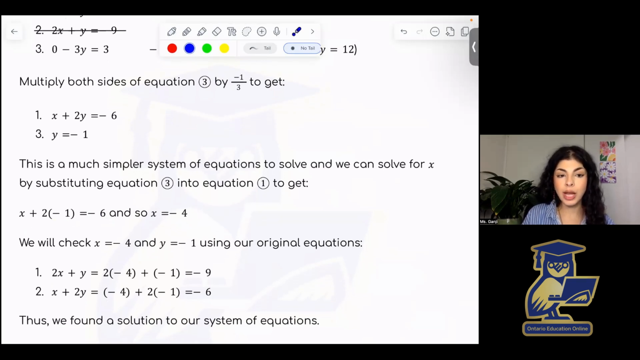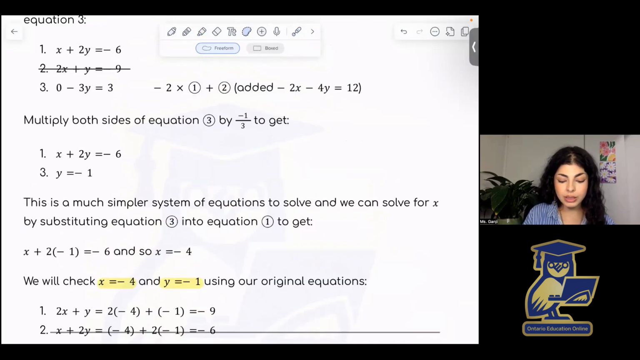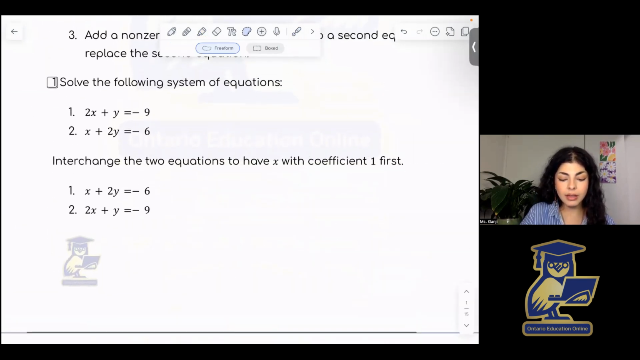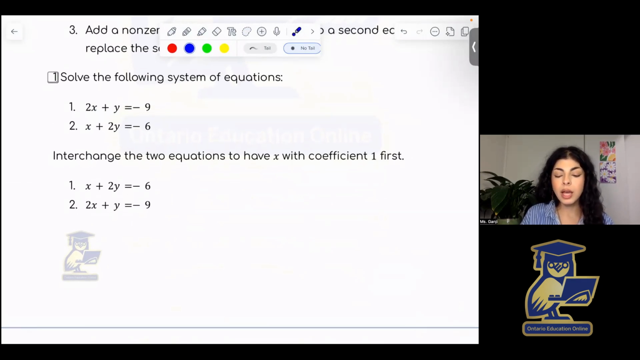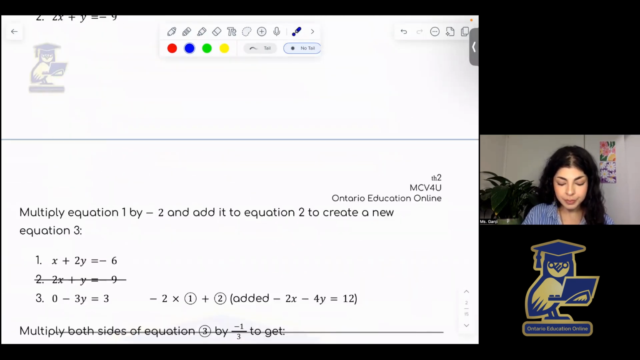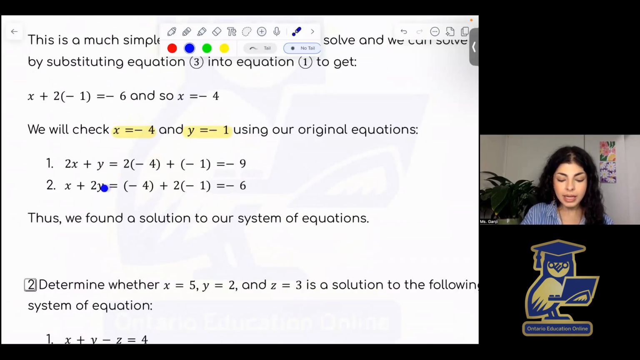And as always, we want to do a check as well. So knowing that x is -4 and y is equal to -1, now I'm actually using the very original system that I started with, so even the order of them is the same. So we start with 2x plus y equals -9 and x plus 2y is equal to -6, and I check whether my x and y values satisfy these two equations. And exactly, I see here that the first equation gives me -9 and the second equation gives me -6. So we did find a solution to the system of equations.